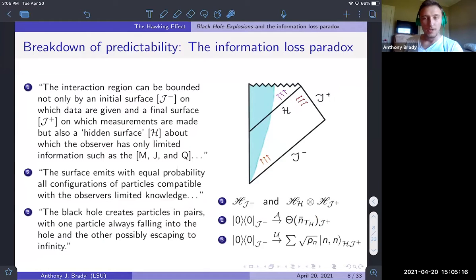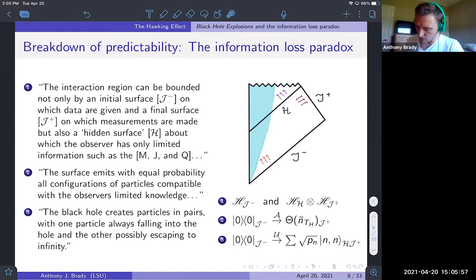Third statement, probably the most important statement that we need to keep in mind, is this: black holes create particles in pairs, with one particle always falling into the hole and the other possibly escaping to infinity. Effectively, in the second step I have shown a transformation from the vacuum state to a thermal state on scry plus. You might say, hold on, obviously that's not unitary, but that's fine because, like I said, I'm not describing the entire Hilbert space with just this transformation. I do a unitary extension and go to the entire Hilbert space.